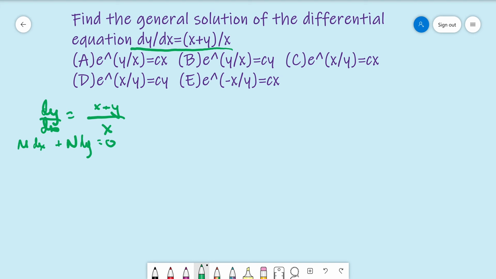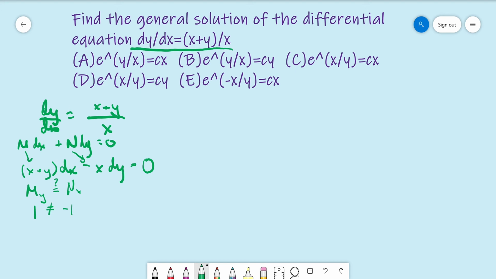Let's see, if we cross multiply here, we'll get x plus y. That's going to be our M dx minus x. That's going to be our N dy equals 0. So now we have to check, does the derivative of M with respect to y equal the derivative of N with respect to x? Well, the derivative of M with respect to y is 1, and the derivative of N with respect to x is -1. So the answer here is no.